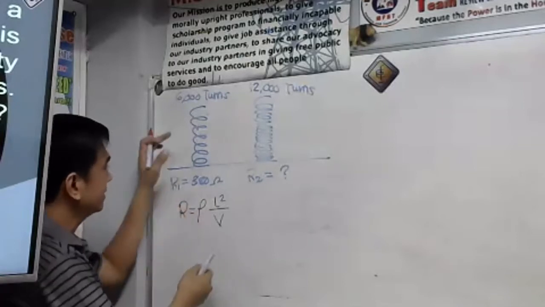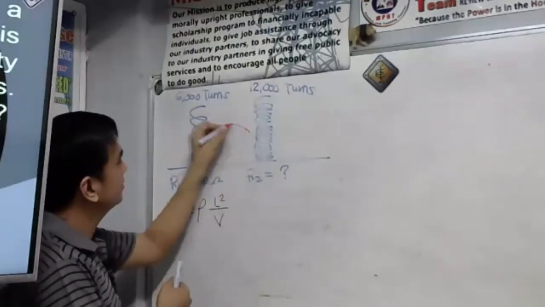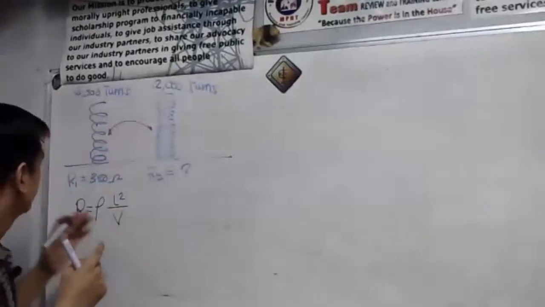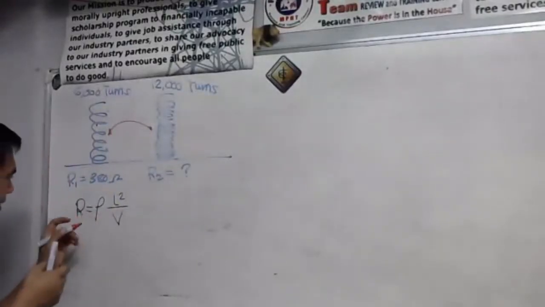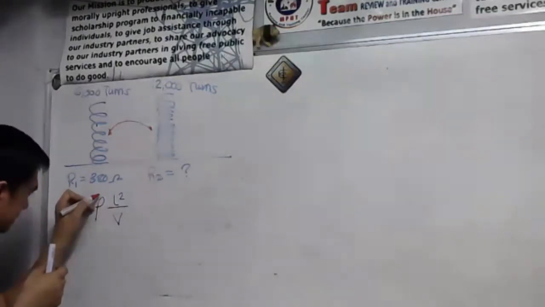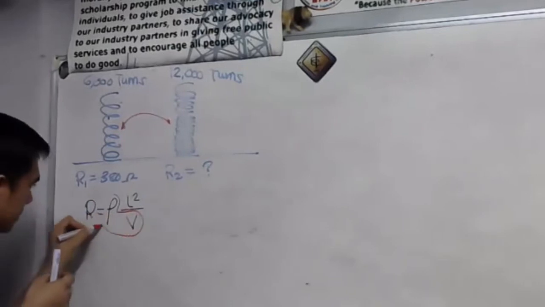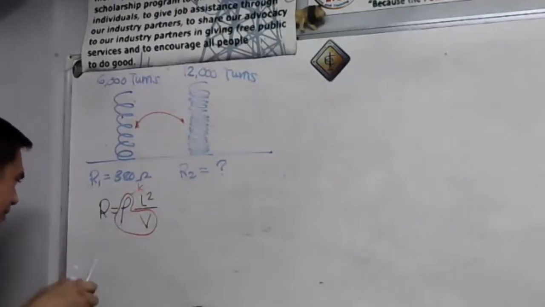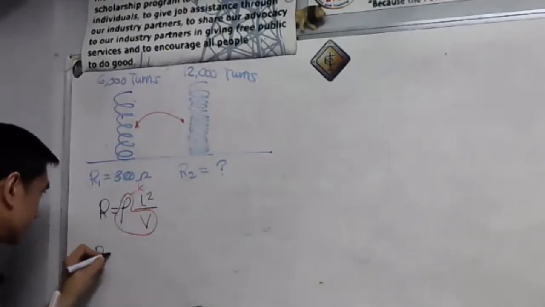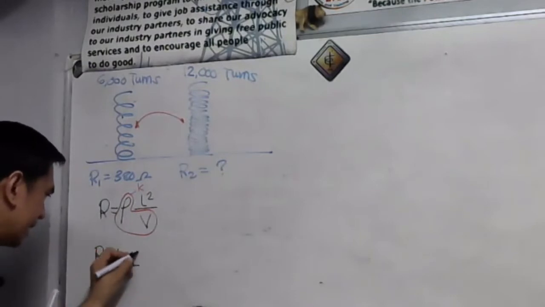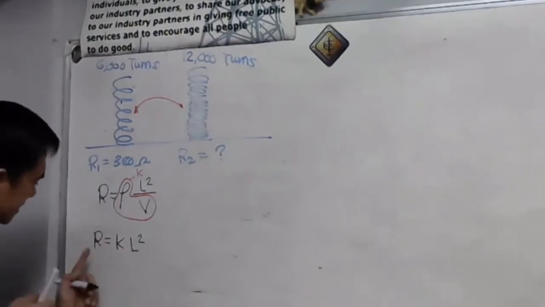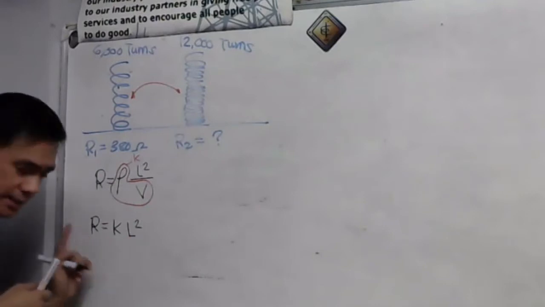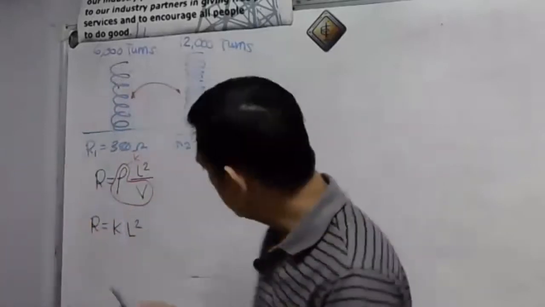Actually, the resistivity, this conductor is also this conductor. Vice versa. No? We are only talking of one conductor here. So of course this is the resistivity, okay? And the volume, since we are only talking about one conductor, that is constant. Now, we have here our R that can be represented by KL squared. So in here you will see that the square of the length is directly proportional to the resistance.